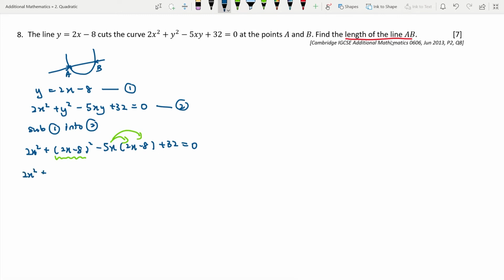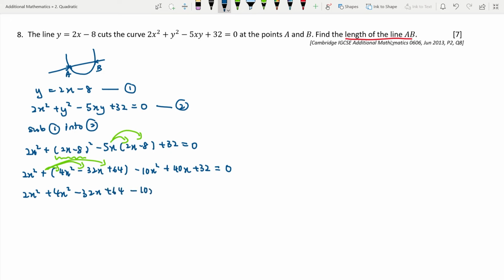2x squared plus 4x squared minus 32x plus 64 minus 10x squared plus 40x plus 32 is equal to 0. Then we need to expand this bracket.